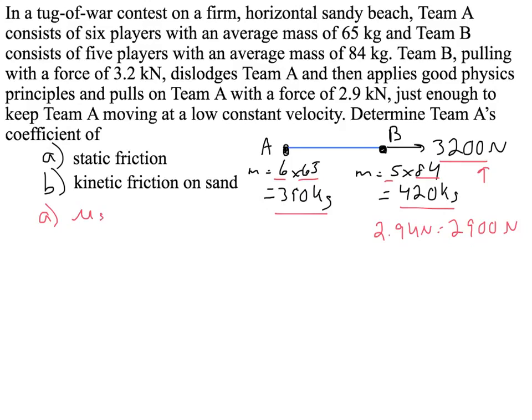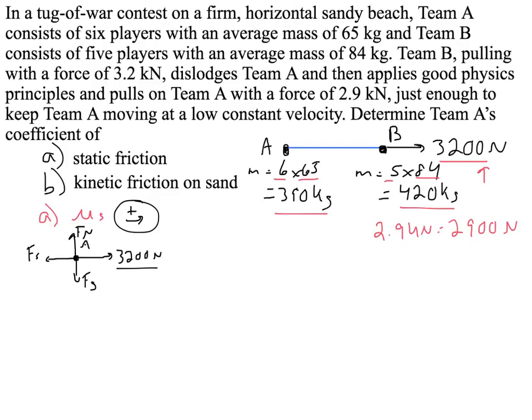We should draw our free body diagram. Our free body diagram is simply going to look at Team A. So there's Team A, there's Team A's Fn, there's Team A's Fg. We have a force of 3,200 newtons going that way, and we have a force of static friction going that way. We're going to say that way is positive. Now this 3,200 newtons is just enough to overcome Fs.